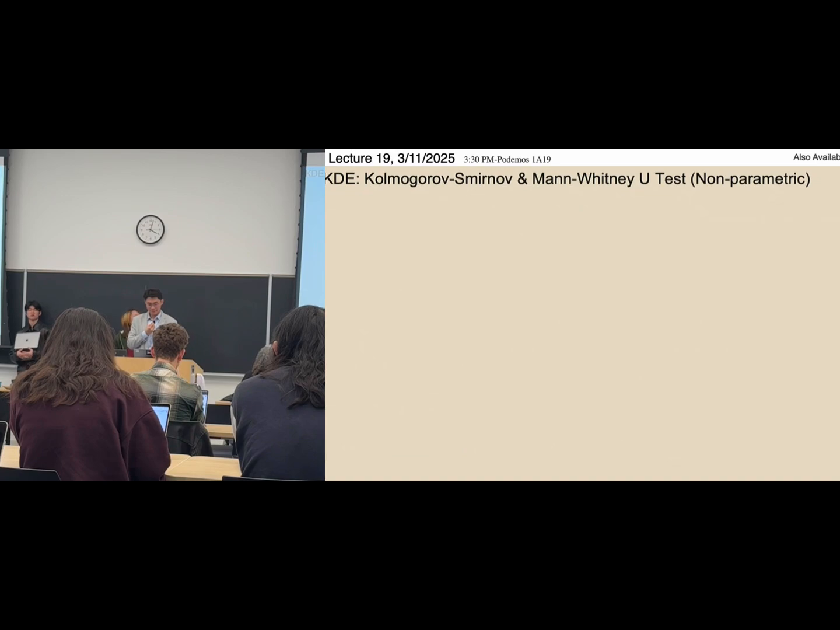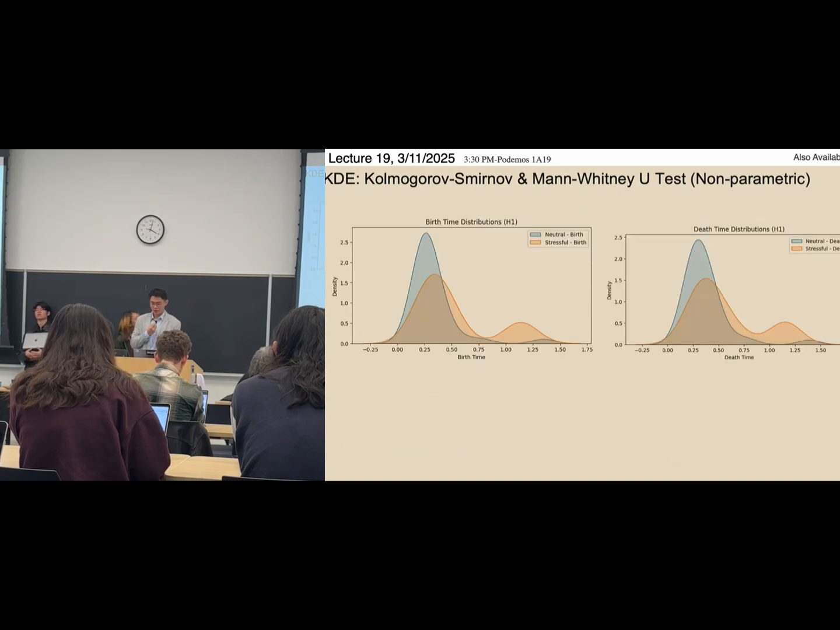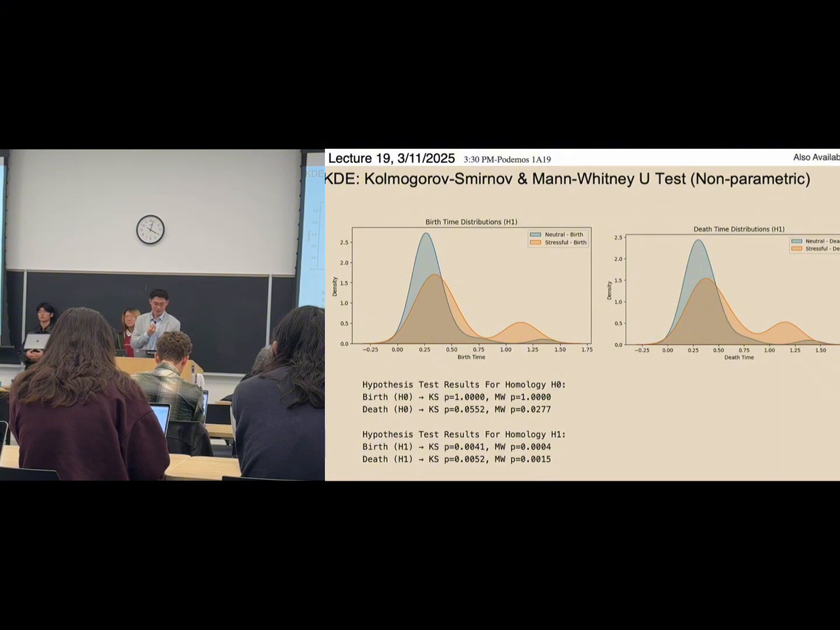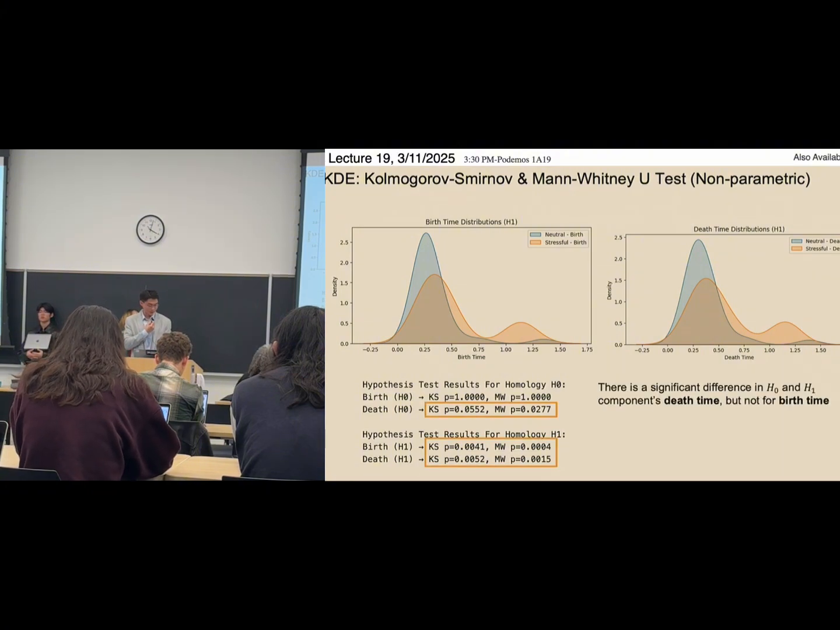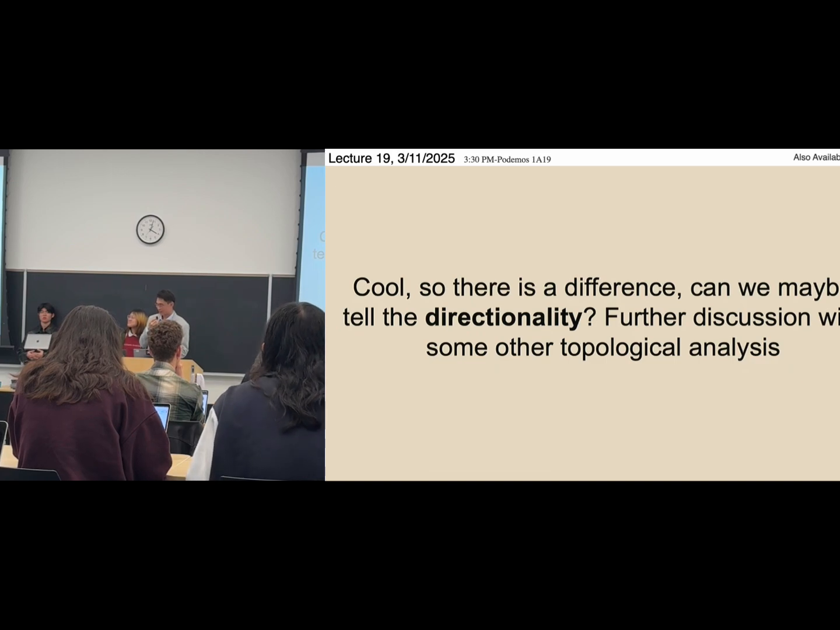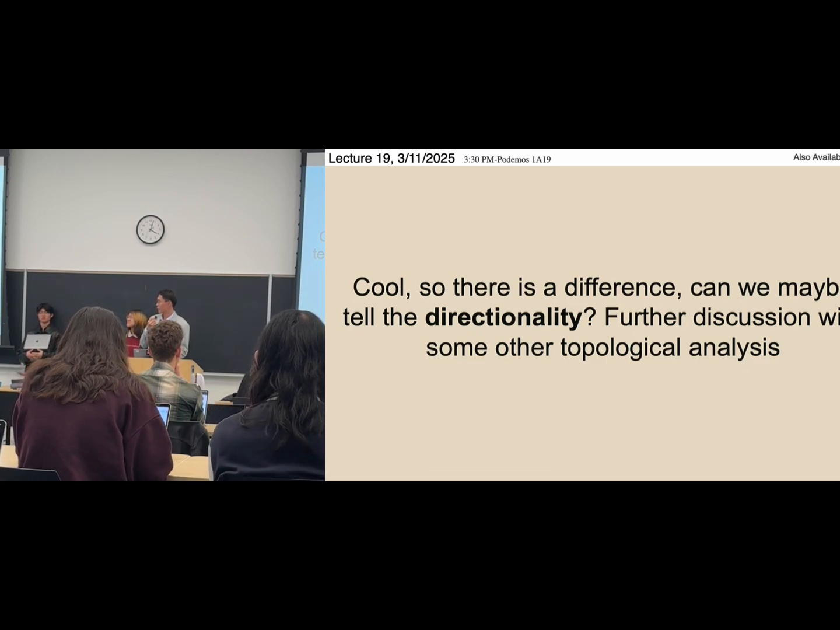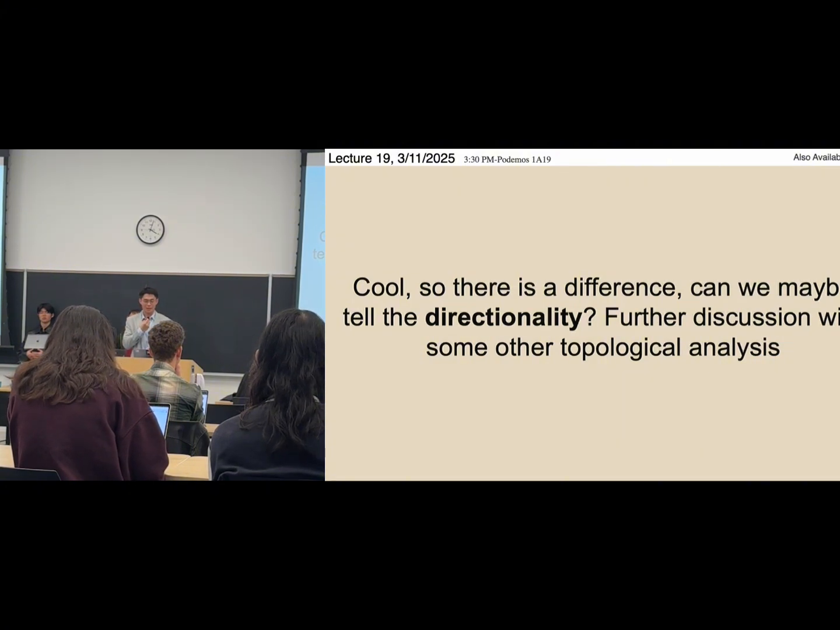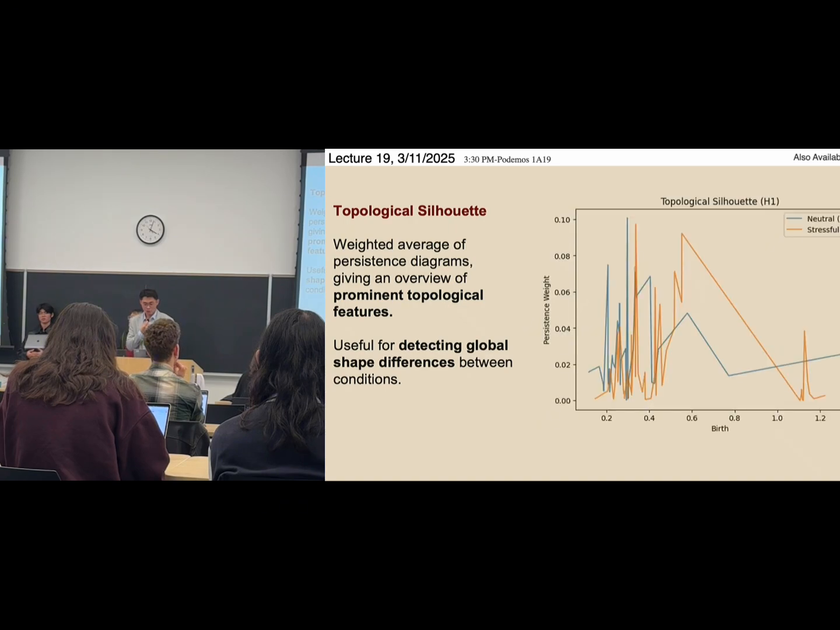Cool. So for the lifetime, a few more tests. We do non-parametric tests to see the distribution of birth and death directly. Again, there's a significant difference, specifically in death time, which is what we care about more here, because we're trying to talk about the durations of these components. So there is a difference. A lot of math, a lot of computer science. Conclusion: there is a difference, but can we say there is a difference in direction? Remember, in the beginning, we said that if we have longer H0 and H1, that indicates rumination. So we do a few more topological analyses.